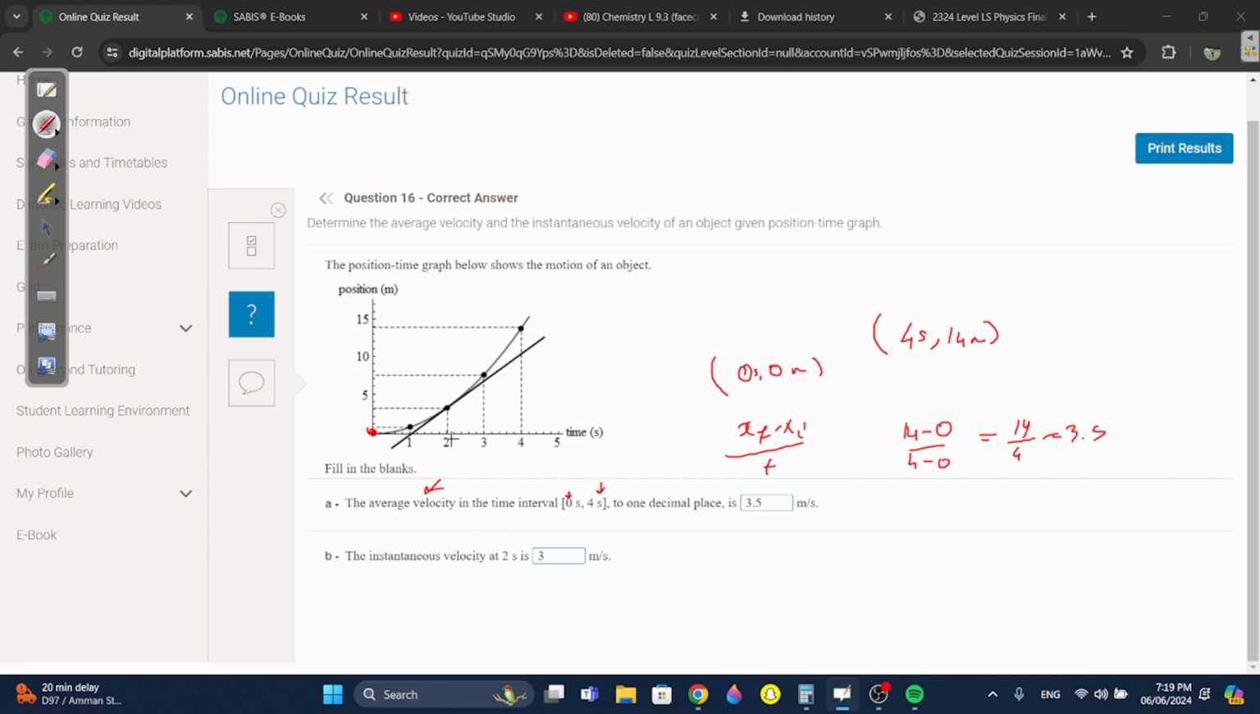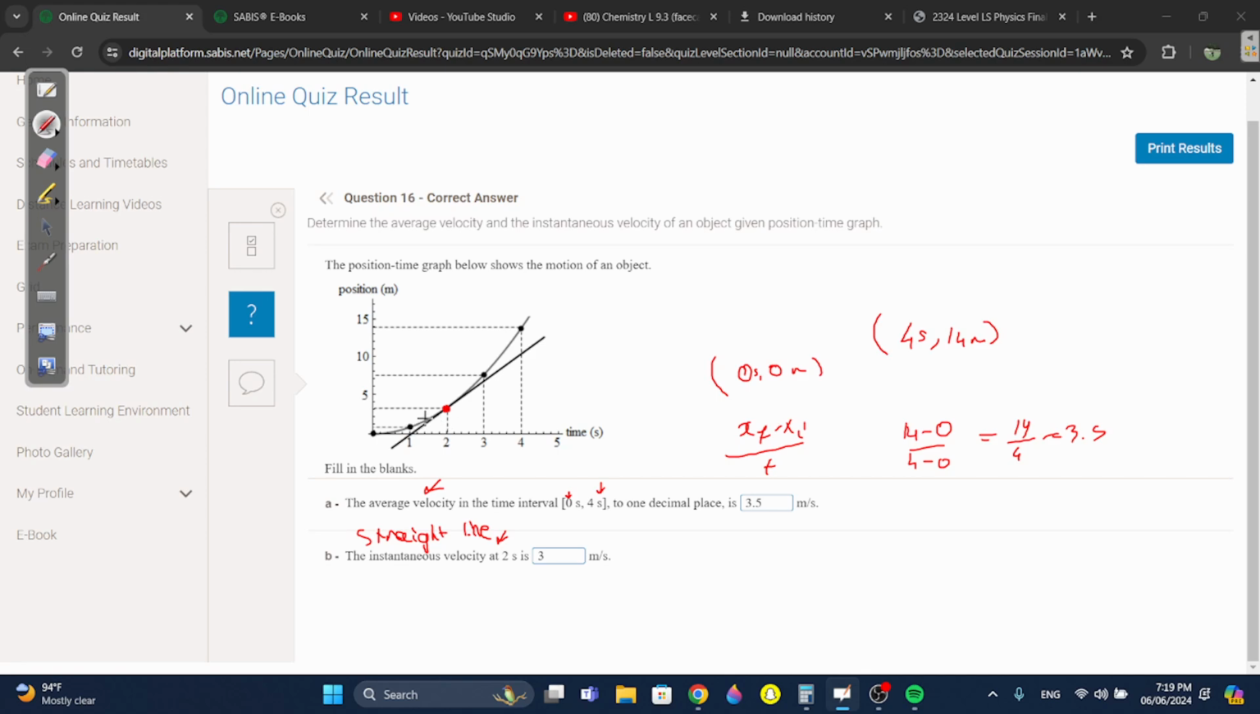Instantaneous velocity at 2 seconds. At 2 seconds, how much is the velocity? When you want to find instantaneous velocity, and they just give you 1 point, you have to take another point on the straight line drawn for you. For instantaneous velocity, you always take the straight line that is drawn for you. So you would say, okay, what do I do? You have this point at 2 seconds. You're going to tell me, what's my second point?